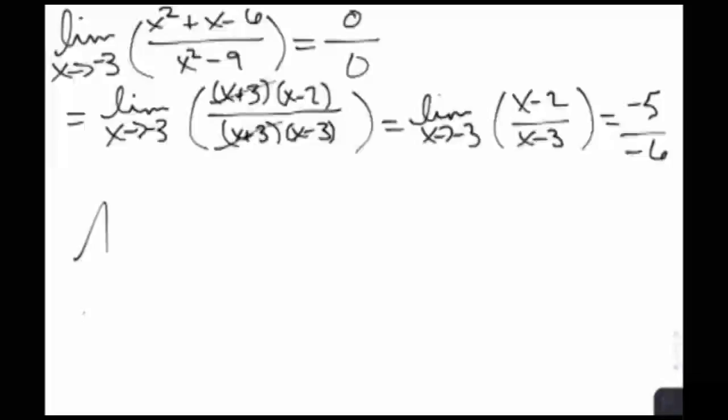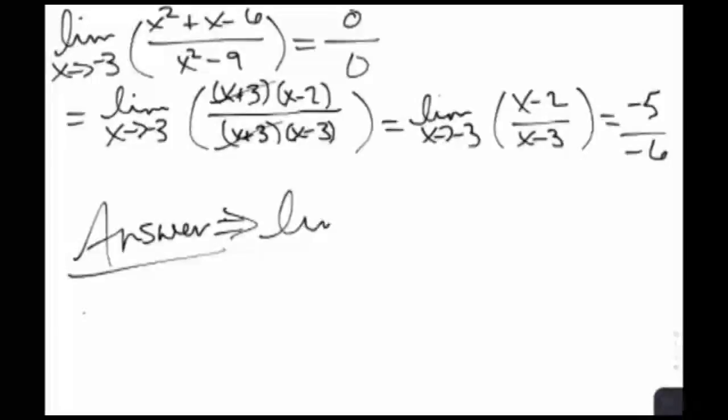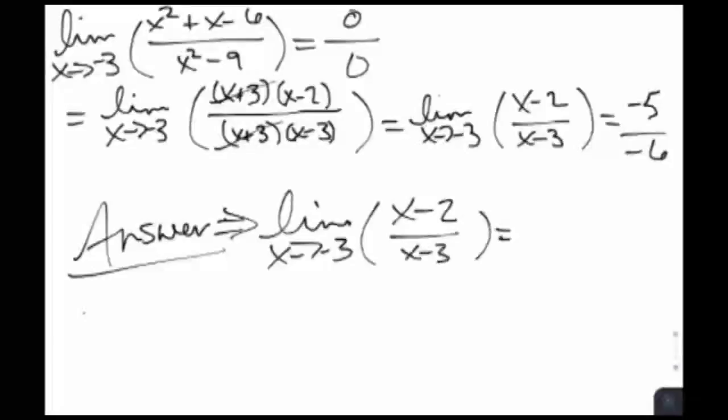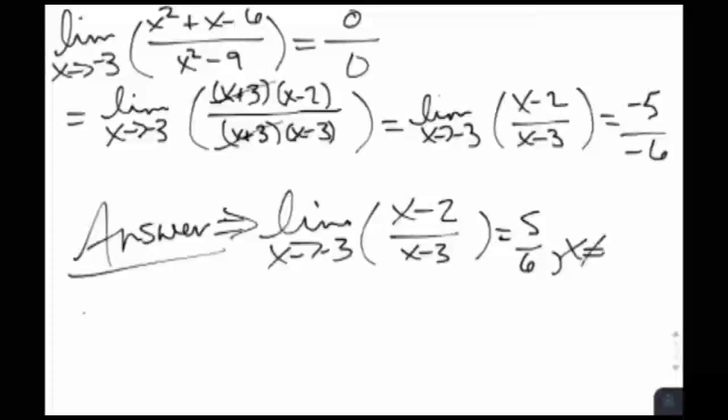So the answer is the limit as x approaches negative 3 of x minus 2 over x minus 3 is equal to 5/6, but x cannot equal negative 3.